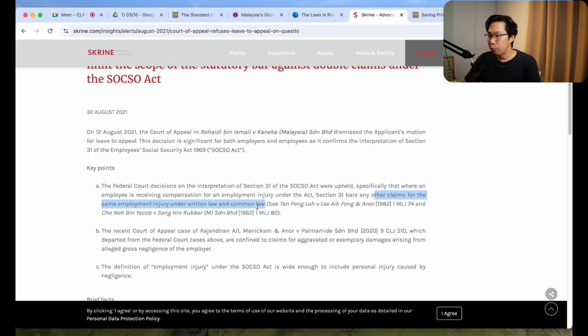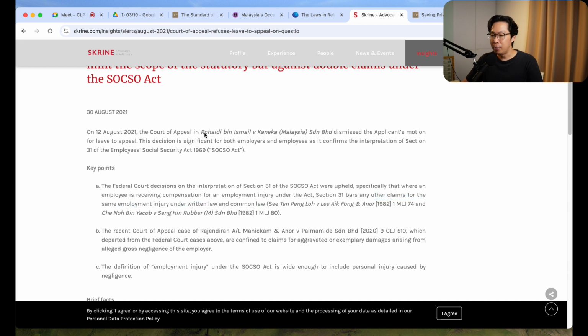Why? Because when you pay SOCSO, the boss also pays for you. So in case you get injured, you can claim insurance. If you claim insurance and then still sue your boss for negligence, then what's the point? Your boss pays the insurance for you, in case you really get injured. So the insurance is there to cover you.